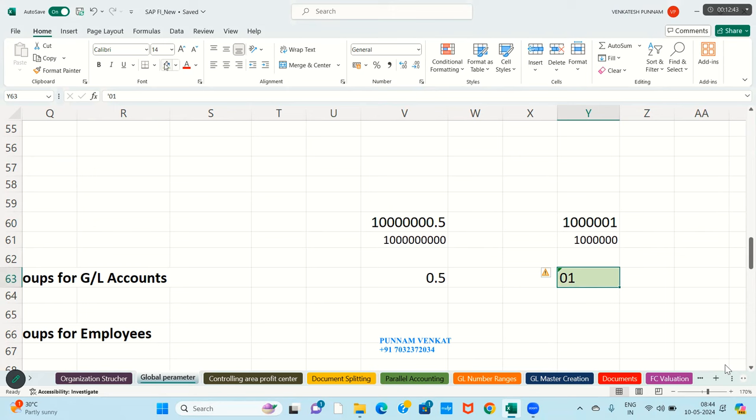Did anybody see this movie, Aparichitudu? Some old movie, Vikram. Anybody watched that movie? There is one scene in the railways: for every passenger, 50 paisa. For 1,000 passengers, how much? For 1 lakh passengers, how much? The same way in business also.